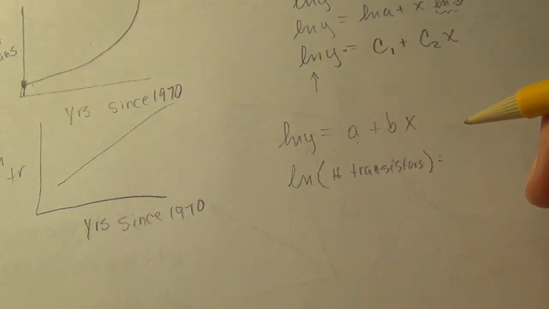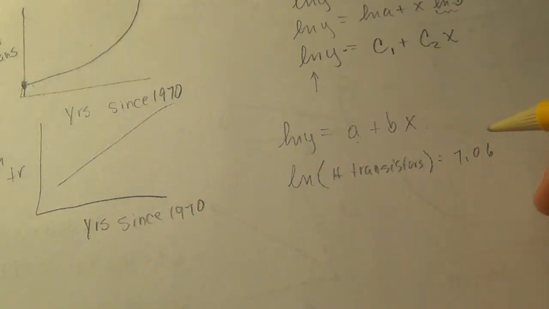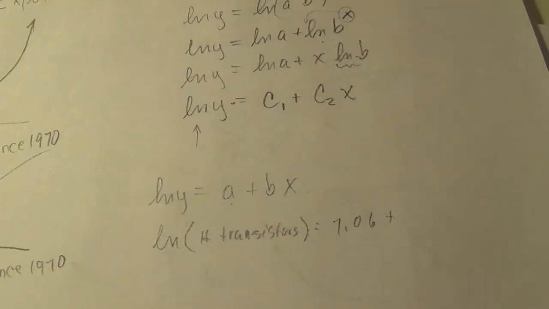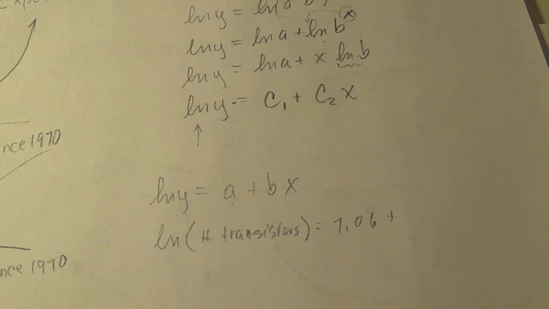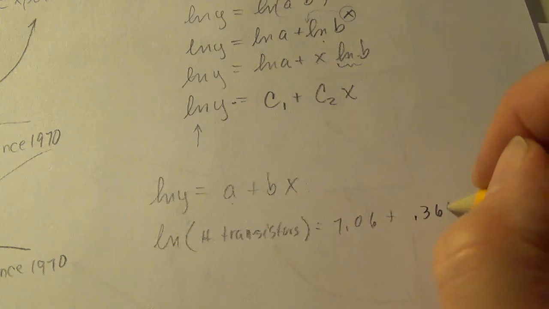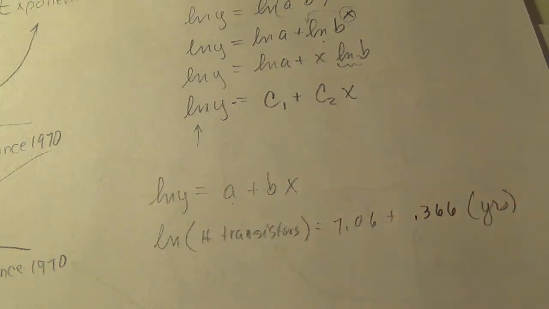equals A, and I grab A from Minitab, it's 7.06 plus, I just cut it off for convenience, round it somewhat, plus, and then the slope is 0.366, I'll say. And that is going to be years since 1970. All right, so there is the relationship that will straighten out our data, and we can use that model to predict. So let's do that.